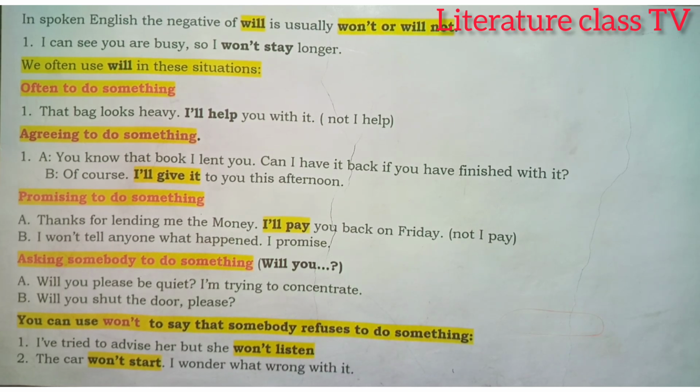You can use won't to say that somebody refused to do something. When you want to say that somebody refused to do something, we use will in the negative, won't. Example 1: I have tried to advise her, but she won't listen. Meaning that she refused to listen to the sender.